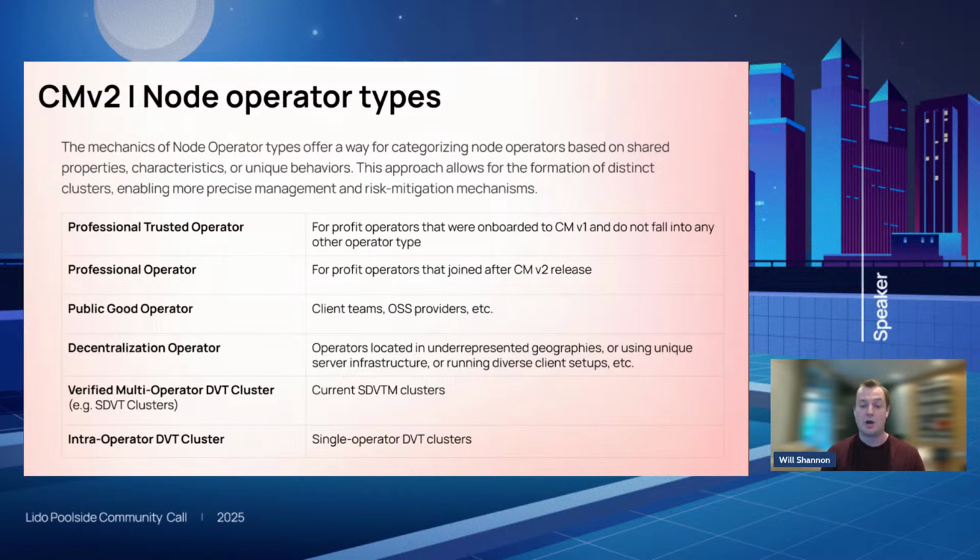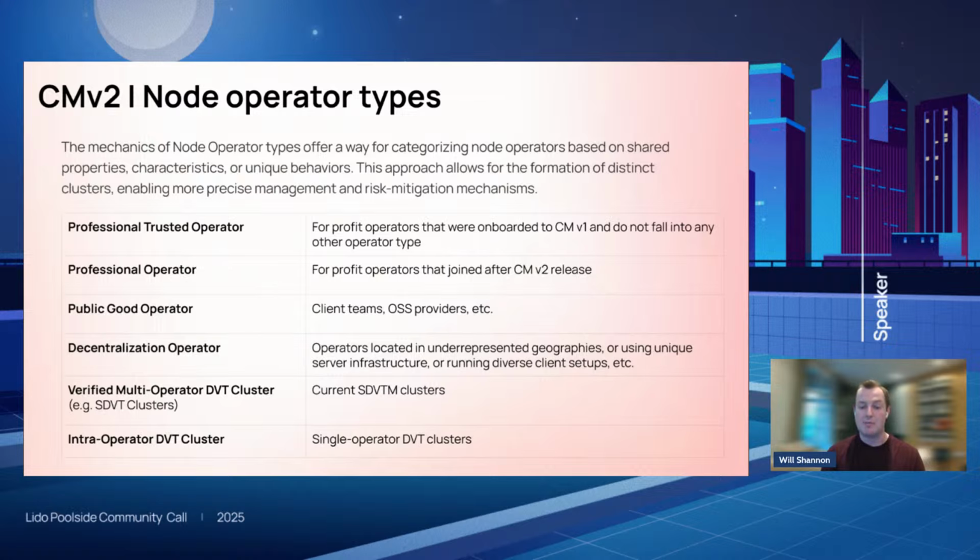Next would be professional operators. This could potentially allow for easier onboarding of new node operators to the curated module. These node operators might have different limits on the amount of keys, different bonding requirements or performance requirements, etc. Public good operators would be very similar to the client team tier I mentioned earlier, basically allowing a way that the protocol could have client teams or open source software providers represented. This could be represented with a higher fee share, different bonding terms, things like that.